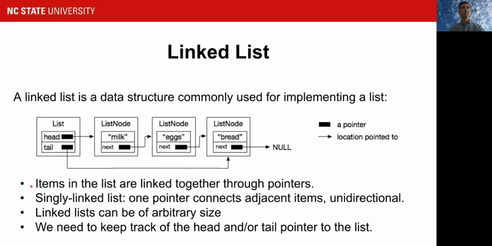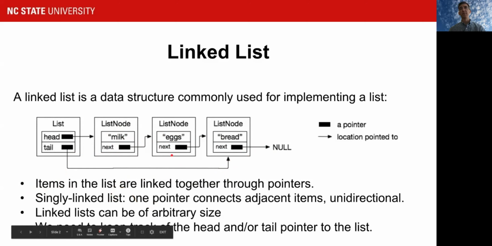As I said, items in the list are linked together through pointers. This type of list I'm showing you, where each node has one pointer pointing to one other item, is called a singly linked list. There's one pointer that connects adjacent items. Something you can intuitively see is that when I start at one end of the list and follow the arrows, I can only go one direction. This is a unidirectional linking of the nodes. From milk, I can get to eggs, but once I get to eggs, I can't go back to milk and see what came before it. There's no pointer pointing me back.